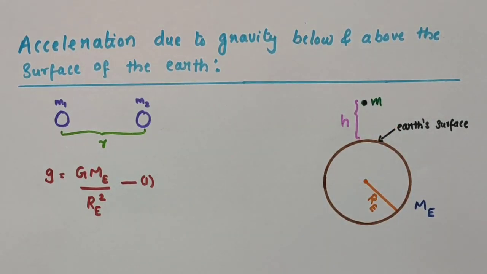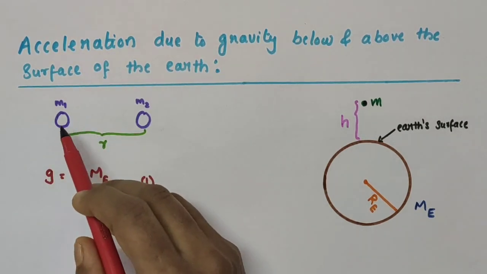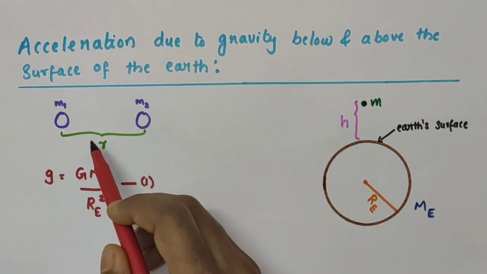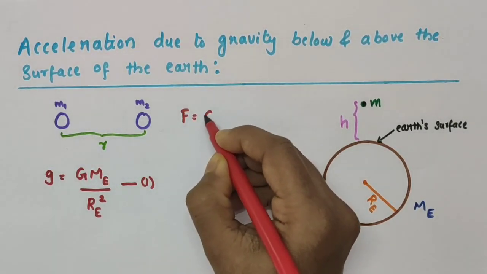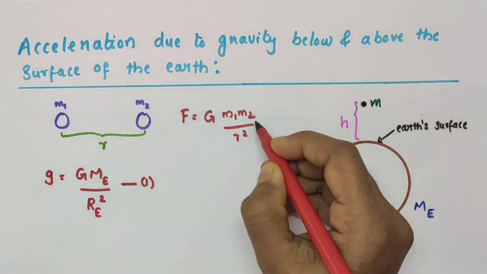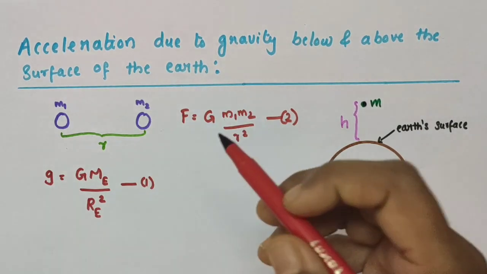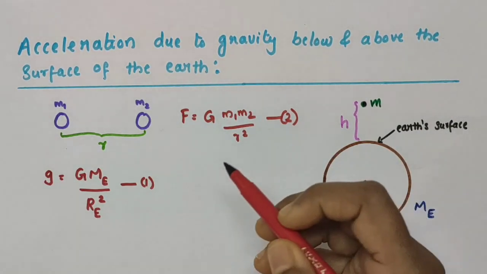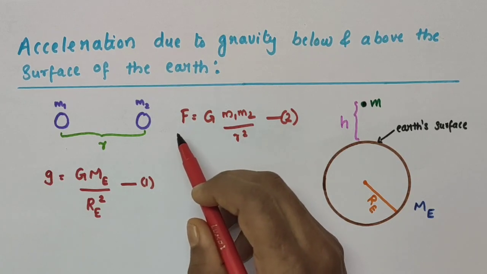The general formula to find the gravitational force of attraction between two masses m1 and m2 separated by a distance r is F = G m1 m2 / r². I am taking this as equation number 2. We have already discussed this, and I will provide the link in the description box. So if you want, you can watch that. Here, capital F is the magnitude of the force.